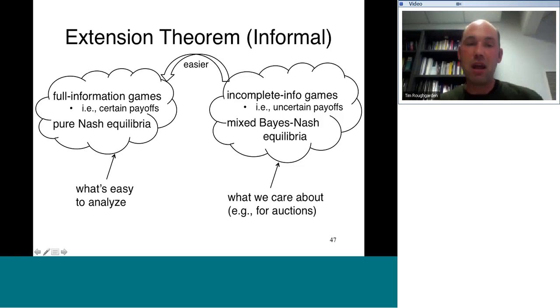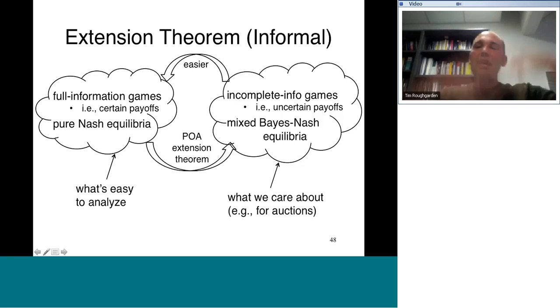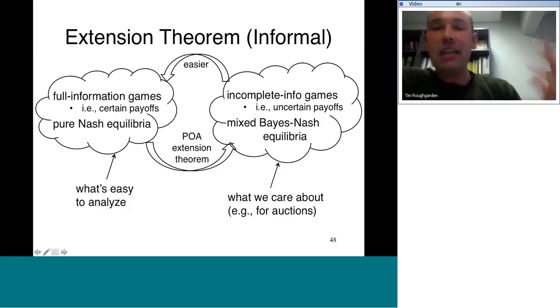So we'd love to have an even stronger extension theorem, which says that for any corresponding incomplete information game, any mixed Bayes-Nash equilibria in that incomplete information game has the same bound. So again, for example, the equilibria of many first price auctions with respect to some prior, we'd love to have whatever bound we proved in this simple special case extend without loss all the way out to the incomplete information setting.